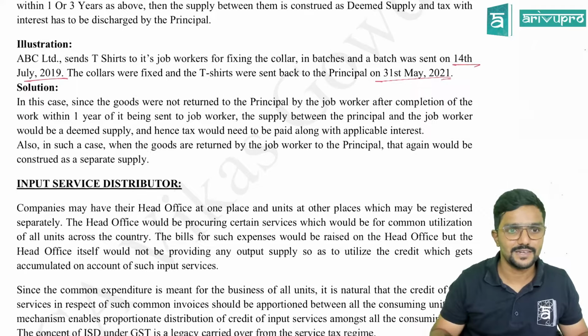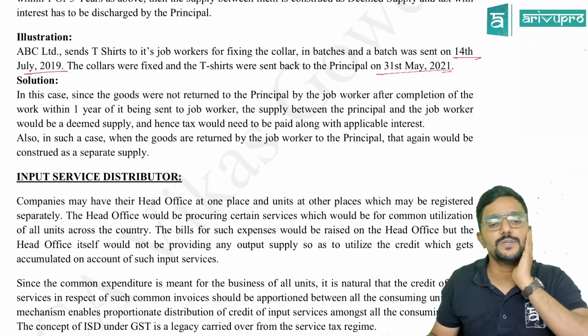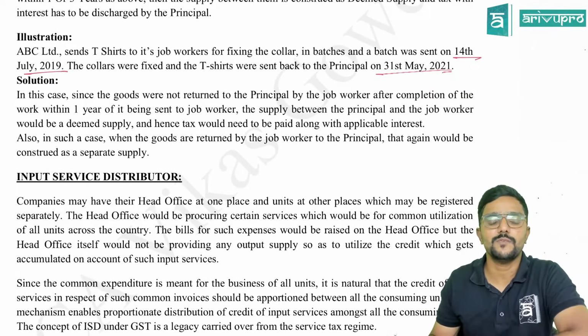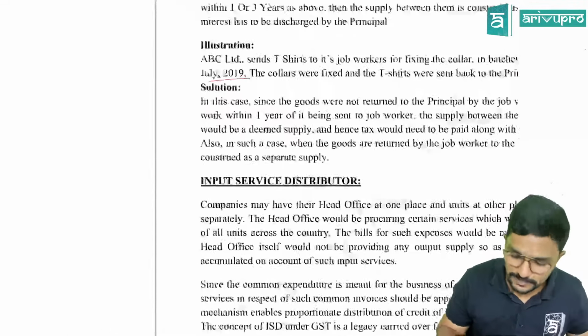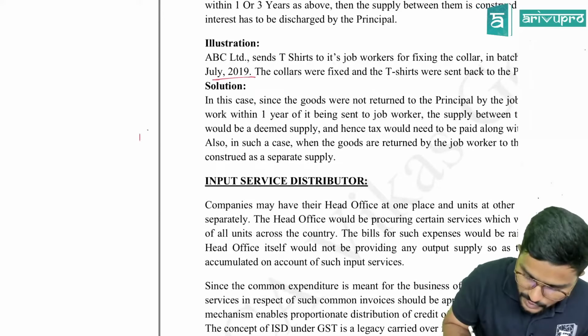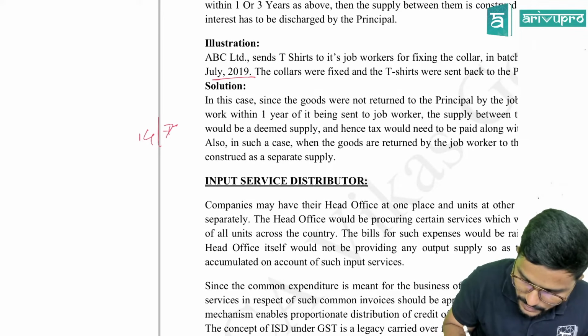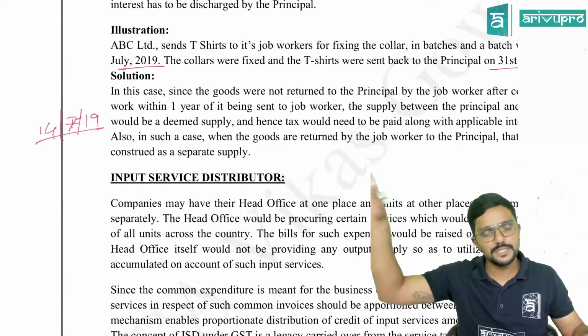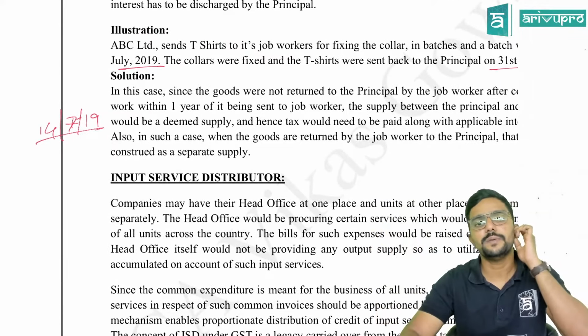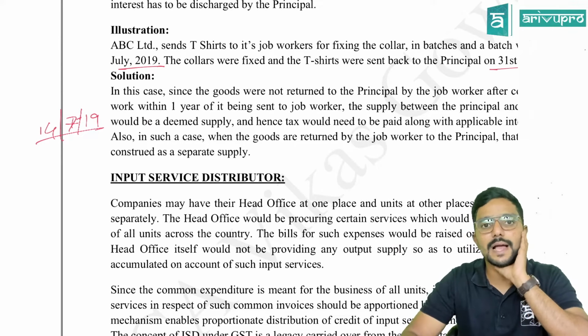Clear? Yes, sir. In this case, since the goods were not returned to the principal by the job worker after the completion of work within 1 year of it being sent to the job worker, the supply between the principal and job worker would be deemed supply, and hence the tax would be deemed to be paid along with applicable interest. So the supply is on what date? 14th July 2019. So from here till the date the principal pays the tax, interest also will be counted.